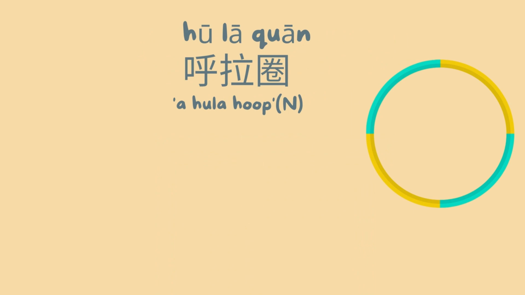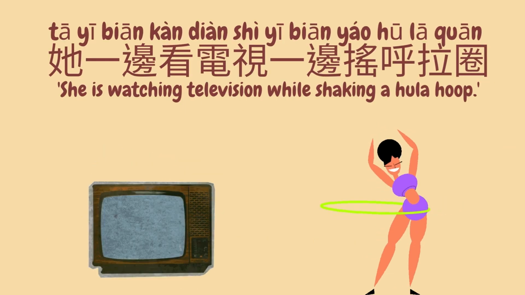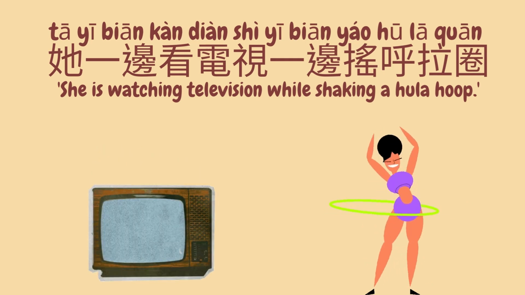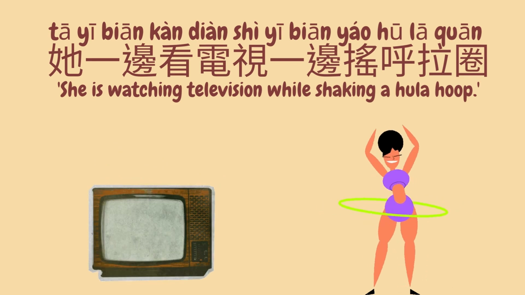Next one, 呼啦圈, a hula hoop. The constituent characters 呼啦 represent the sound translation of the word hula, and 圈 represents a circle, a noun, indicating that the word 呼啦圈 refers to a circle-shaped item. The sentence example is 他一边看电视一边摇呼啦圈. He is watching television while shaking a hula hoop.